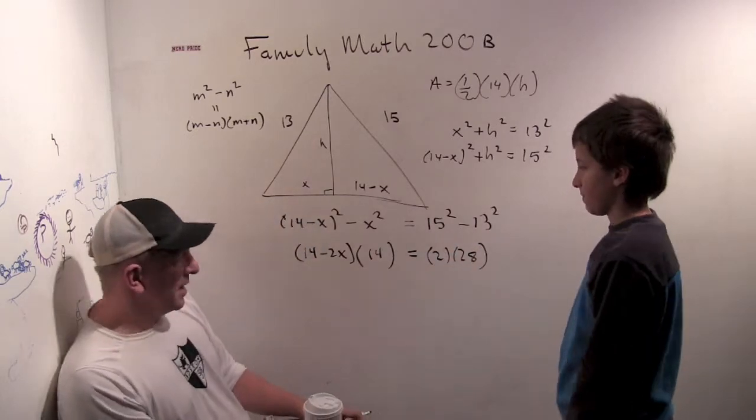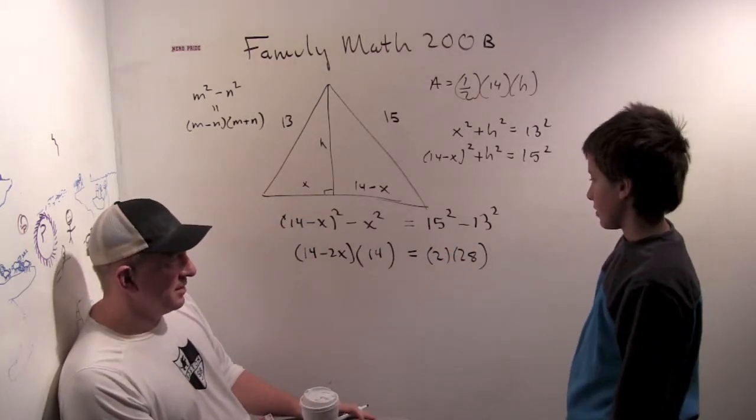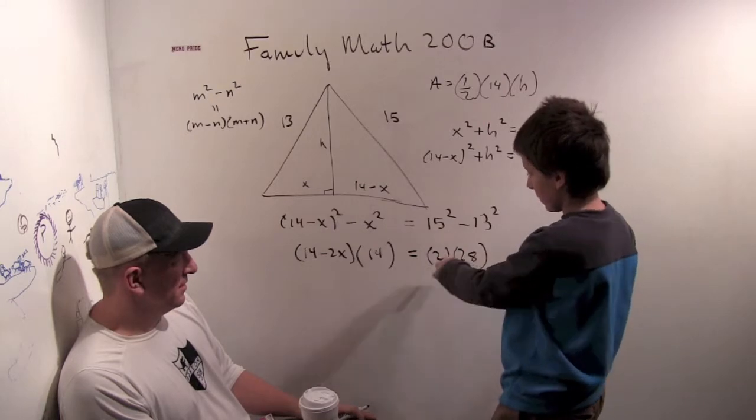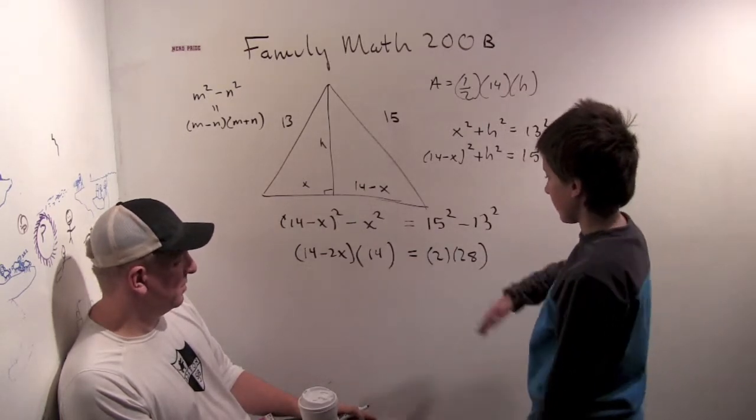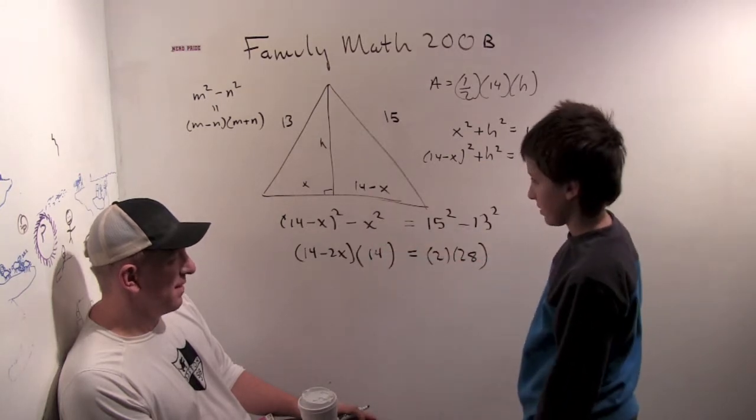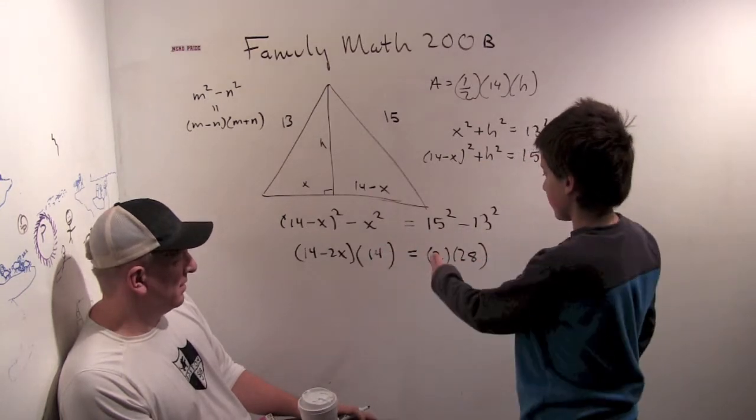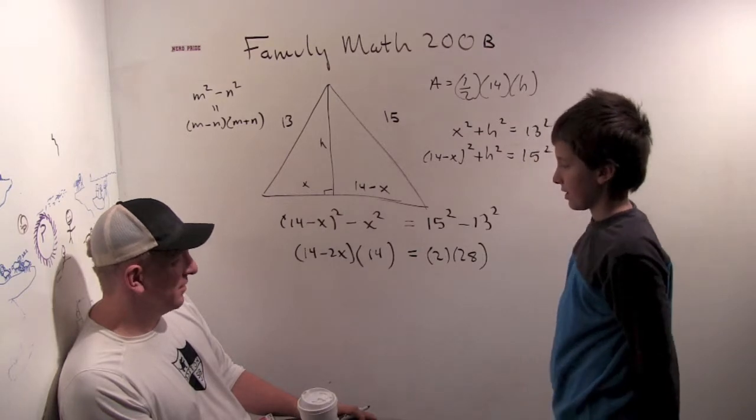Okay. What nice little minor miracle happened? Well, we got this 2. We can divide everything by 2. And we have this 14. All right. We can divide everything by 28.